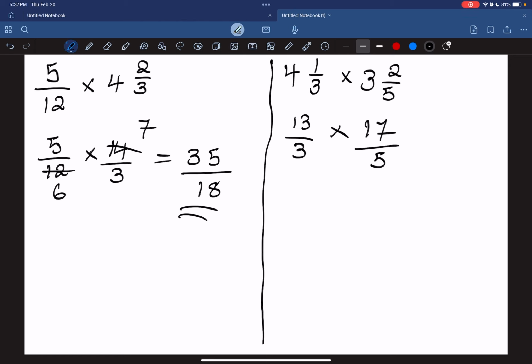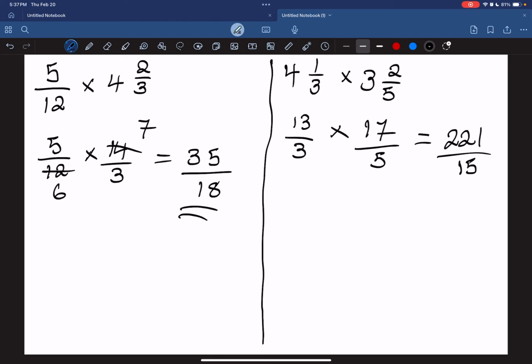So all we need to do is multiply across. So I just say 13 times 17, that's going to give me a large number, which is 221. If you don't know this, just use a calculator. Nothing can be reduced, that's how we end up with a big number. And then easy, 3 times 5, that's 15. Alright, so there, and that would be our answer right here.